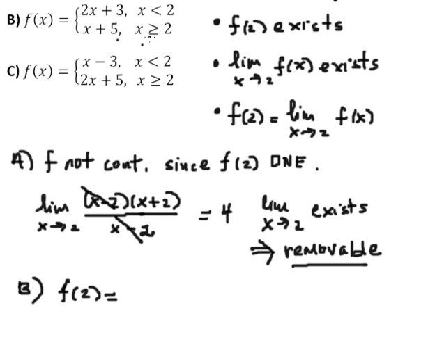f of 2 is equal to... we use this function to determine f of 2, because here it says x greater than or equal to 2. Substitute 2 into here and we get 7. So f of 2 is equal to 2 plus 5, which is 7. So f of 2 exists. Now let's look at the limit.